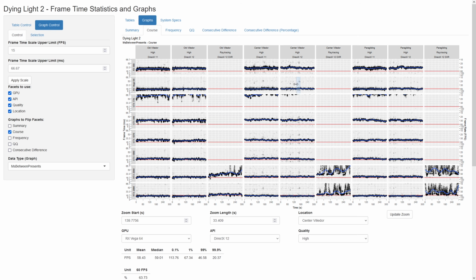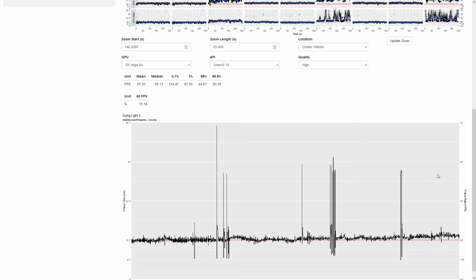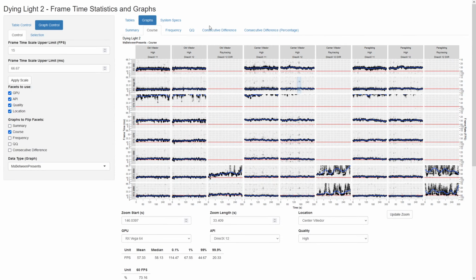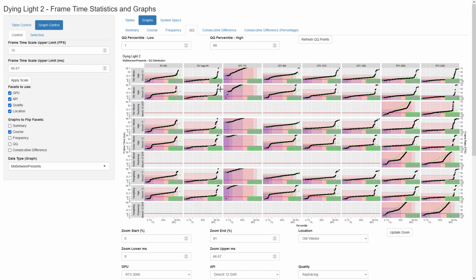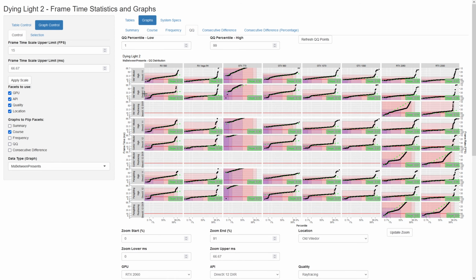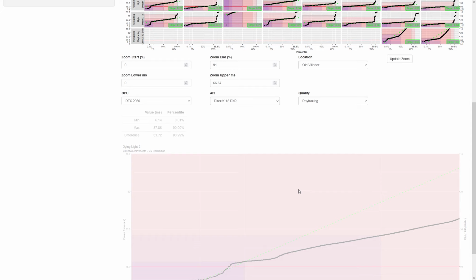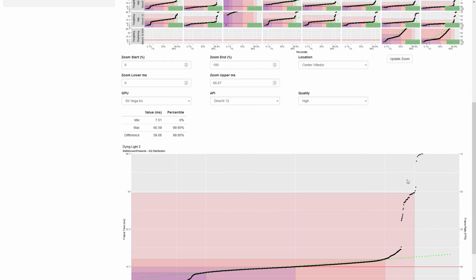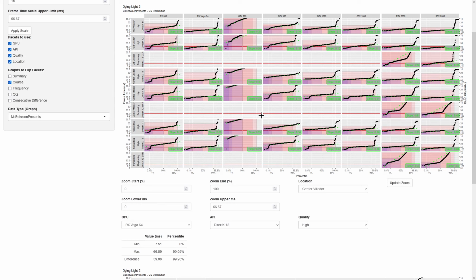And actually, we can kind of figure out how much data this is. So that is at about the 40 to 50 milliseconds. And which one is that? The Vega 64, DirectX 12. Okay, so that's this data right here. I wanted to get a closer look there.